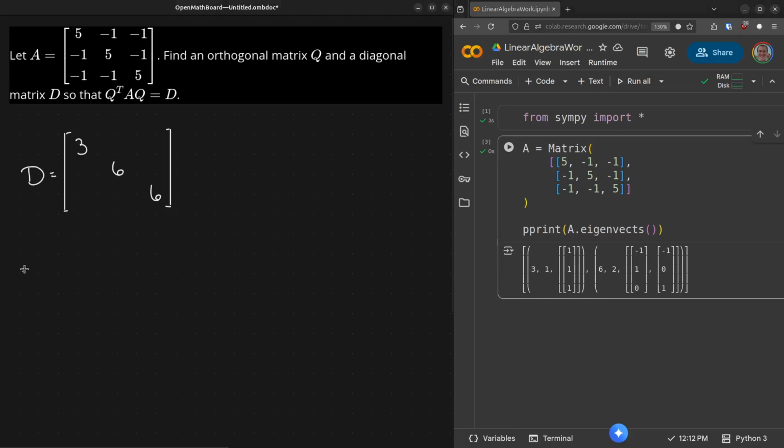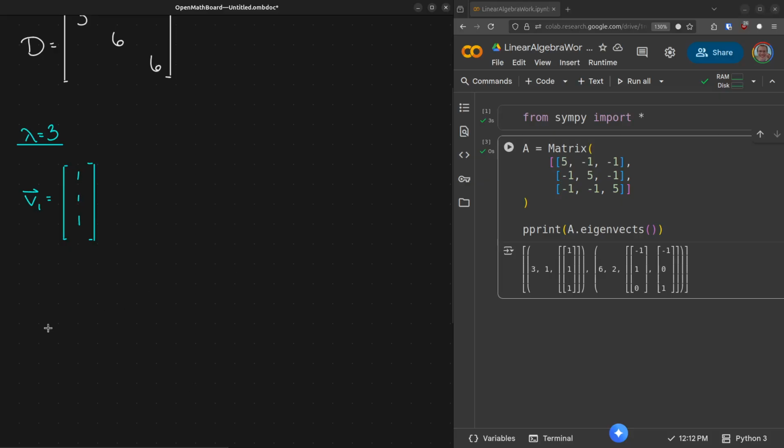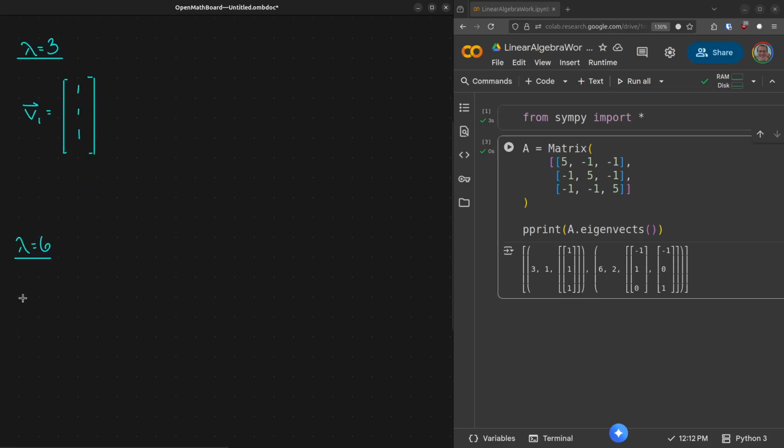Okay, so for lambda equals 3, v1 equals 1, 1, 1 is beautiful. Okay, I will still have to normalize it, but it's going to be orthogonal to the other eigenspace because it's a totally different space. But for lambda equals 6, we're going to have to do a little bit more work. We're going to need the Gram-Schmidt process. So let's call v2 negative 1, 1, 0. And we'll call v3 negative 1, 0, 1.